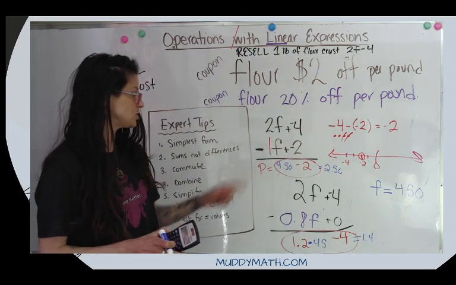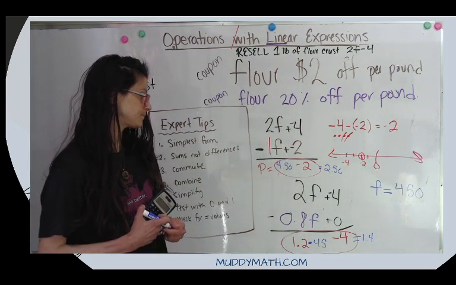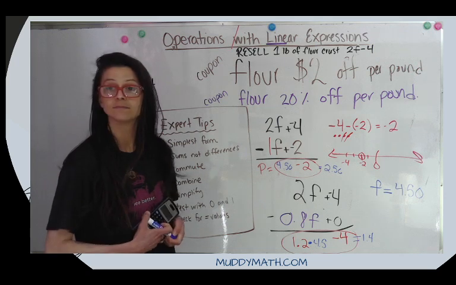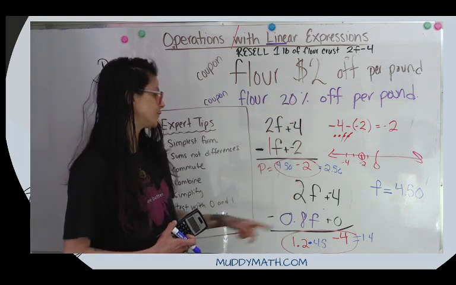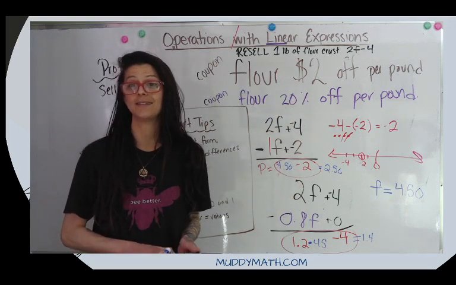Okay, so in which case do you make a higher profit? You make a better profit when you're using the $2 off coupon, not the 20% off coupon in this case.